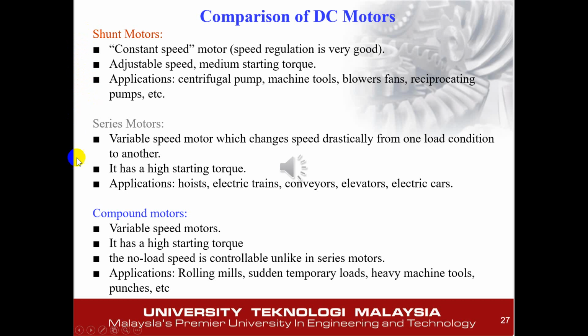Okay, for series motor, this one is variable speed, which means we can change speed drastically from one load to another. Okay, it has high torque. Okay, if you want a fast response motor, you have to use a series motor. These are the applications you have to memorize also. And a compound motor has variable speed. Okay, it has high starting torque like a series, but the advantage is the no load speed is controllable, unlike a series motor. So the applications are here. You also have to memorize.